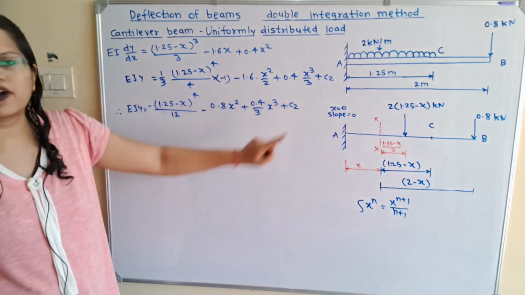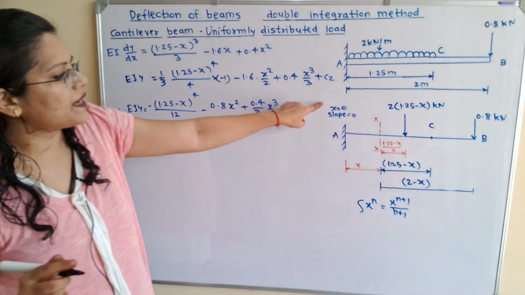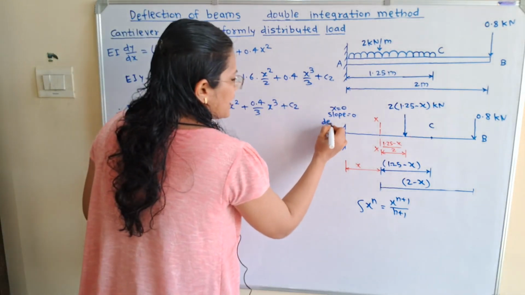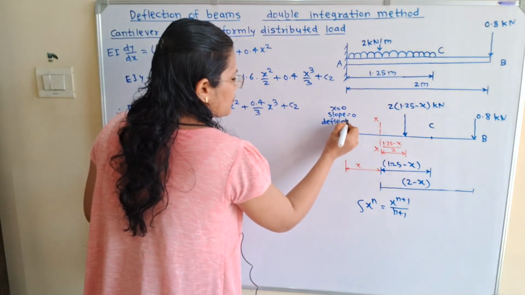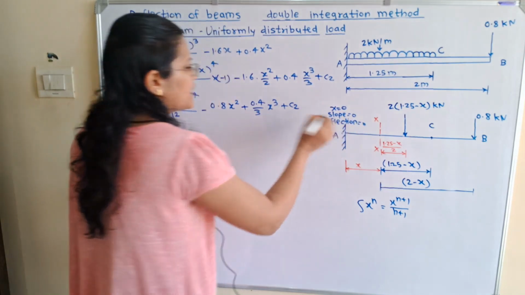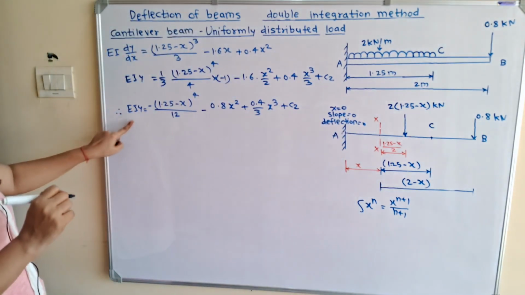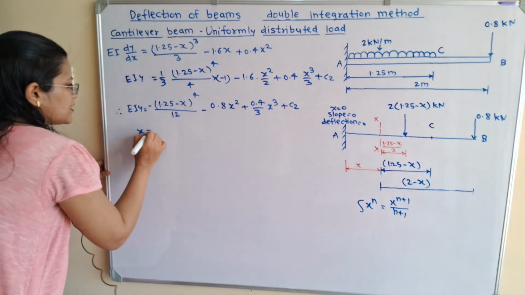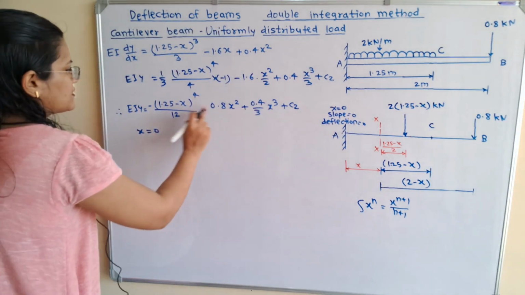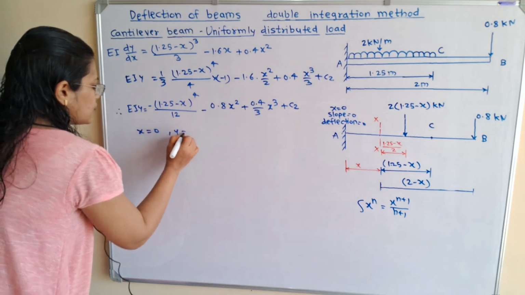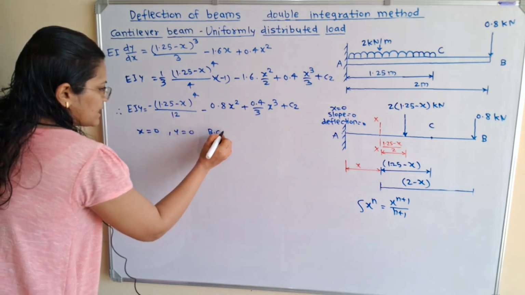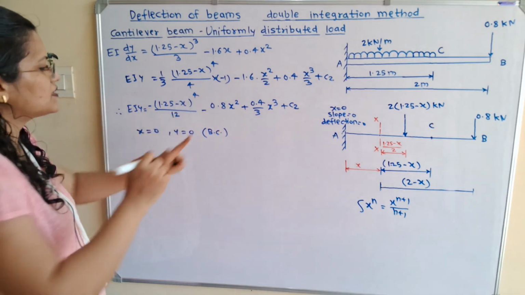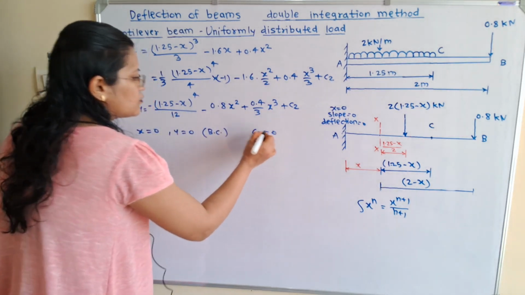Now how to find out the value of C2? So we will apply the boundary condition. So we know that at fixed end A, x is equal to 0, slope is also equal to 0 and deflection is equal to 0. So in this equation, this y is known as deflection. So when we put x is equal to 0, then y is also equal to 0. So these are the boundary conditions. And when we put these values in this equation, then C2 is equal to 0.